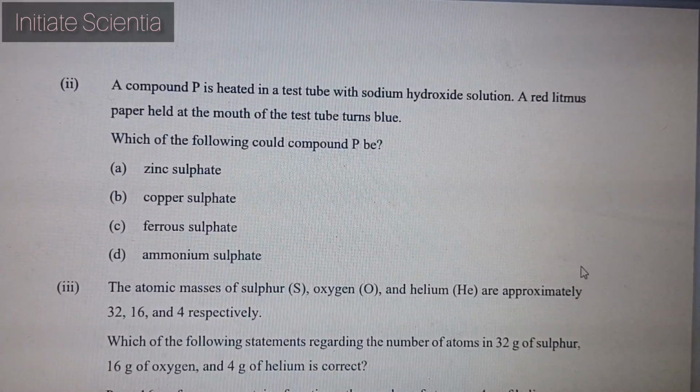A compound P is heated in a test tube with sodium hydroxide solution. A red litmus paper held at the mouth of the test tube turns blue. Which of the following could compound P be? Ammonium sulfate.